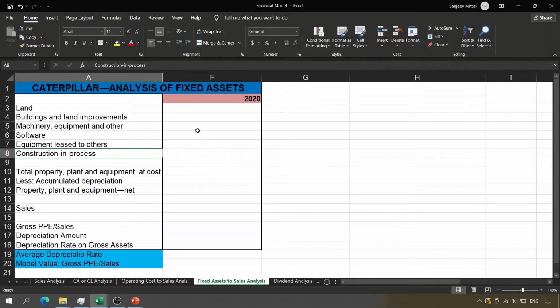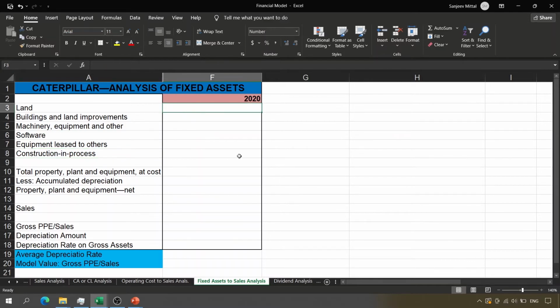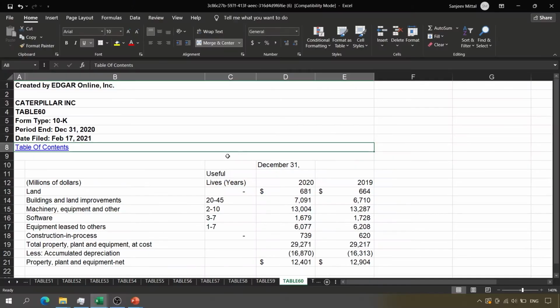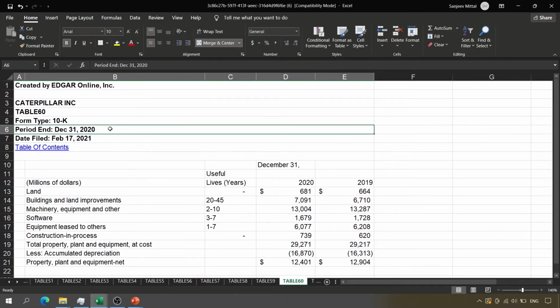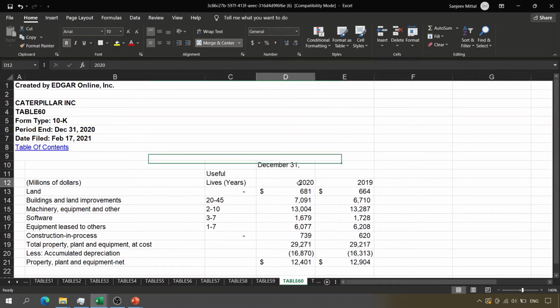Now, for getting these numbers, we have to go to our annual report. So this is our annual report as we know. This annual report is ending as on 31st December 2020. So I am providing the details for the year 2020. As we can see, the value of land for the year 2020 is $681.